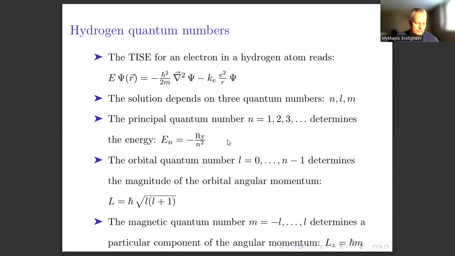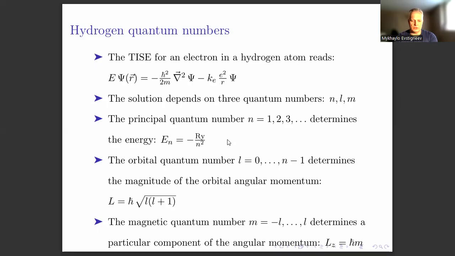So the energy in the lowest energy state, which is called the ground state, is negative 13.6 electron volts for hydrogen. The energy in the next excited state corresponds to N equals 2, and it is negative 13.6 divided by 2 squared, so divided by 4, then negative 13.6 divided by 9, and so forth.